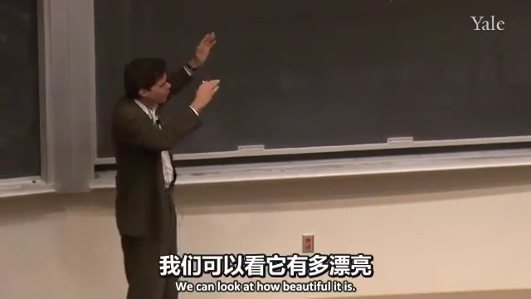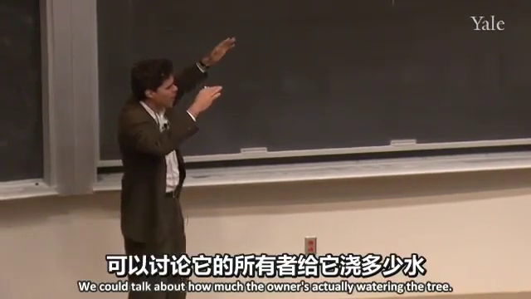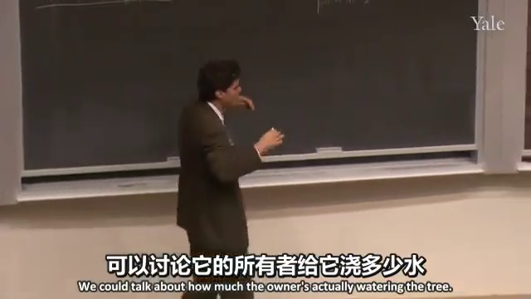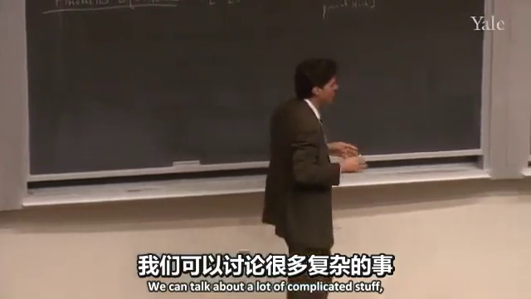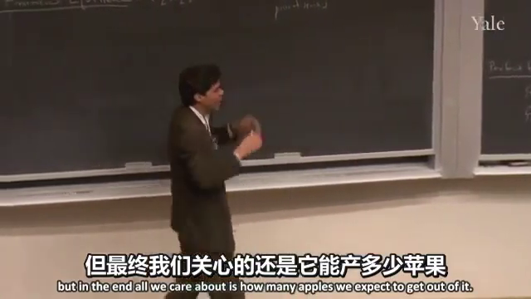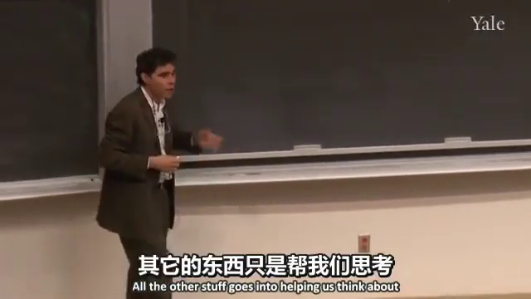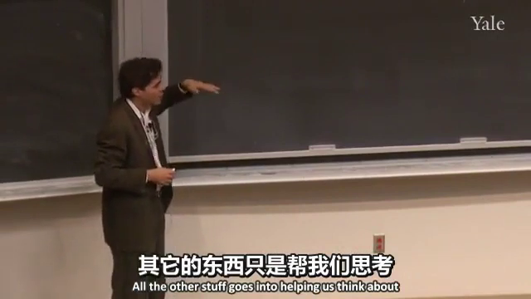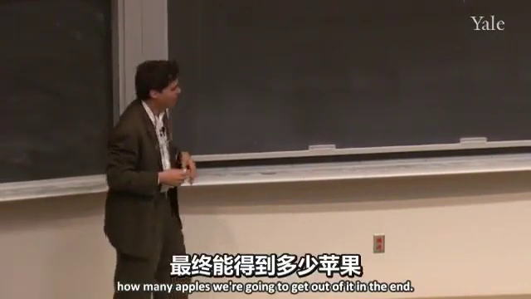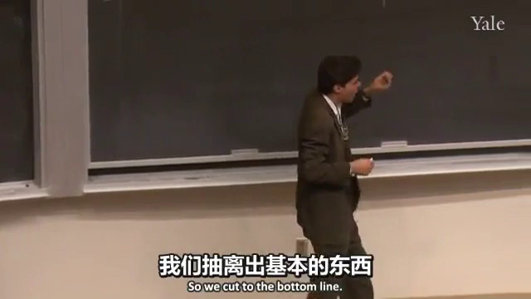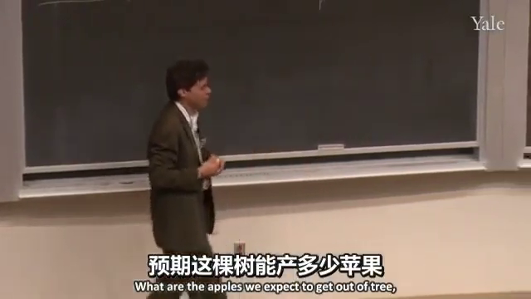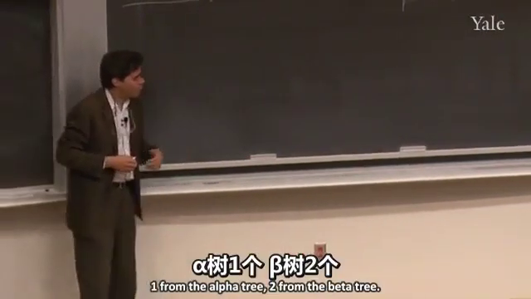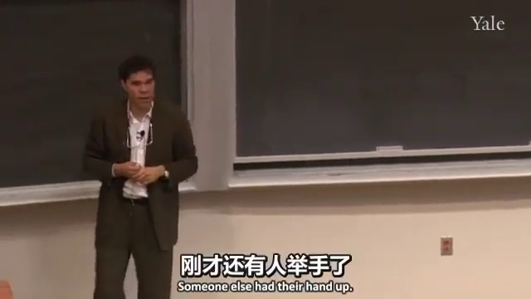We could look at how beautiful it is. We could talk about how much the owner is actually watering the tree. We can talk about a lot of complicated stuff. But in the end, all we care about is how many apples we expect to get out of it. All the other stuff goes into helping us think about how many apples we're going to get out of it in the end. So we cut to the bottom line. What are the apples we expect to get out of the tree? 1 from the alpha tree, 2 from the beta tree.